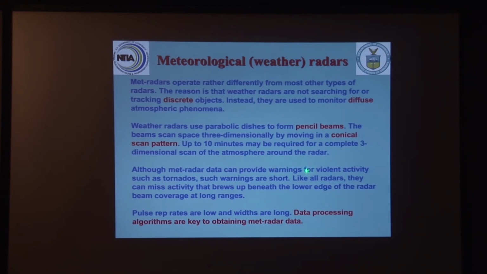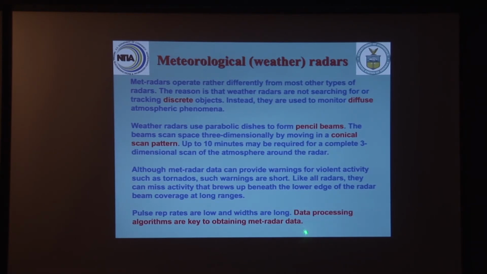But with that said, and given that these radars can provide early warning of violent activity, basically tornadoes, tornadoes form so fast that the warnings are always short under any circumstances, and like all radars, the Met radars can miss activity that's brewing up beneath the lower edge of the radar beam, and so tornadoes can and do hit population centers that are below the radar beam, and they can't be seen. So just bear that in mind. Don't put too much reliance into it if you think conditions are right for a tornado.